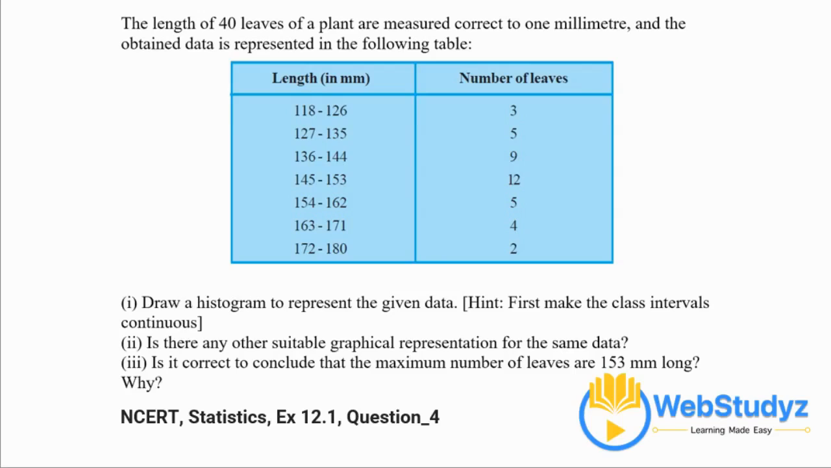Let's read this question. The lengths of 40 leaves of a plant are measured correctly to 1 millimeter and the obtained data is represented in the following table, length in mm and number of leaves. So we have to draw the histogram to represent the given data. Hint: first make the class intervals continuous. So let's start this.